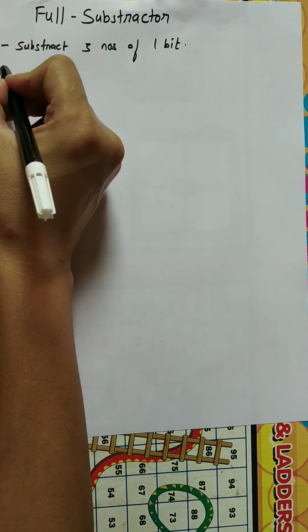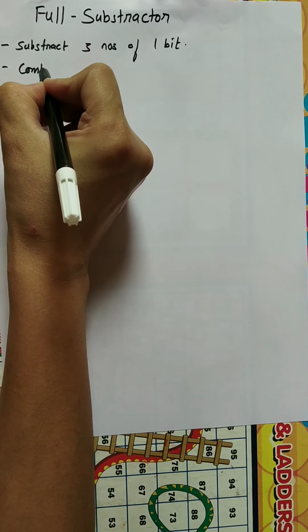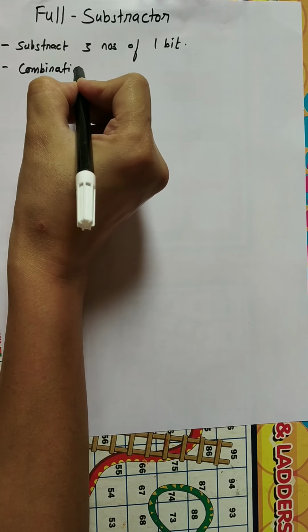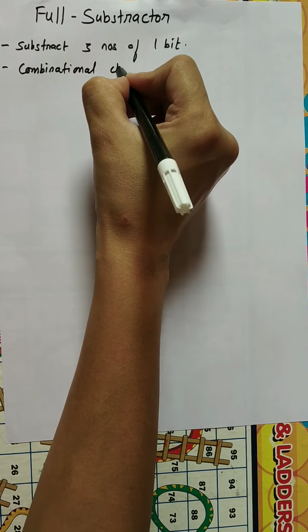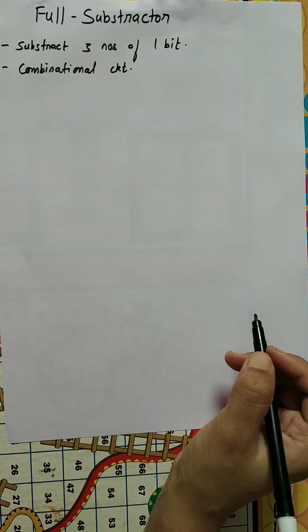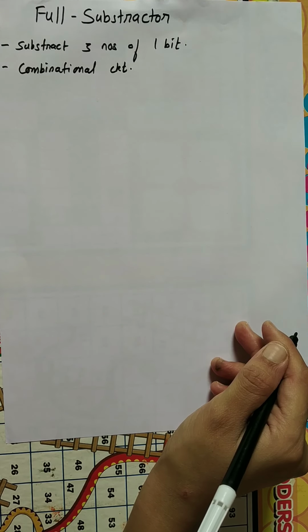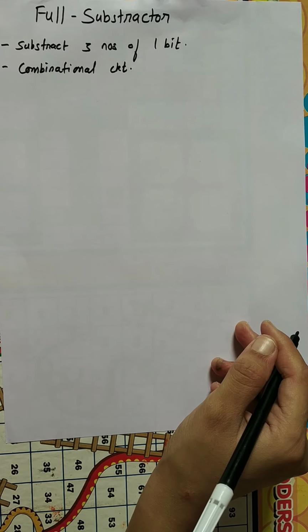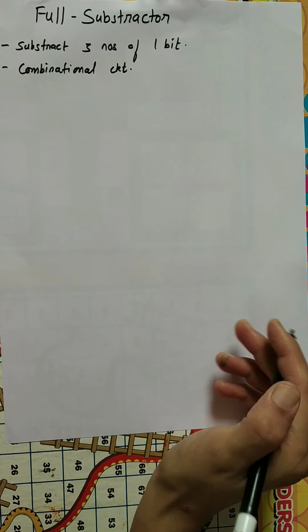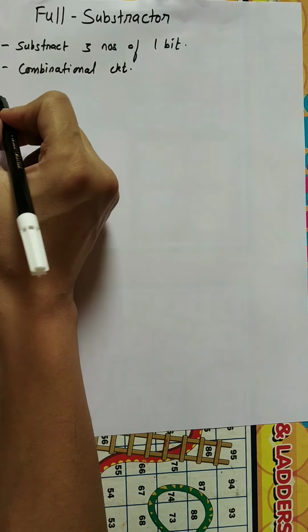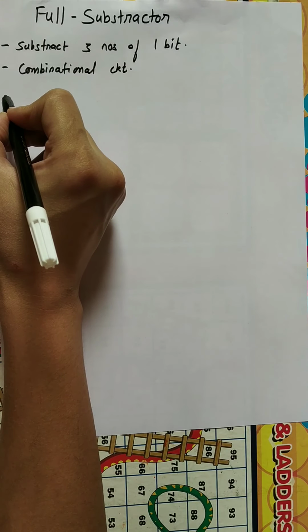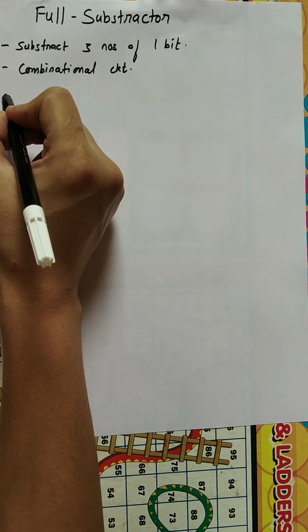It is a combinational circuit. Combinational circuit means we are providing current input to the circuit and it will generate the output. This circuit we are going to implement using logic gates. Now we are going to see how to implement a full subtractor. So we'll go step by step.